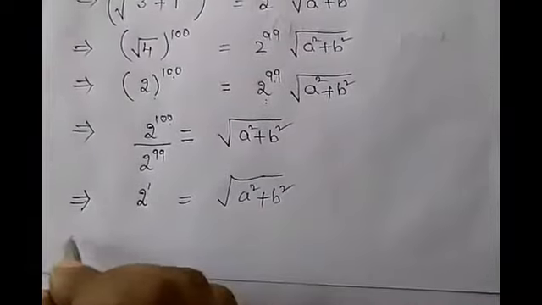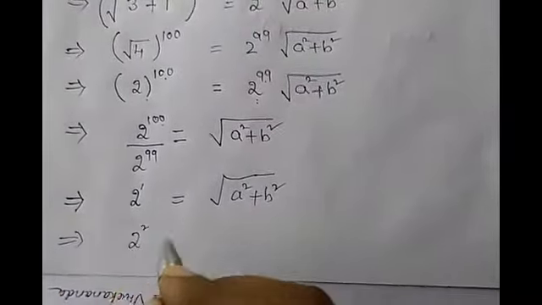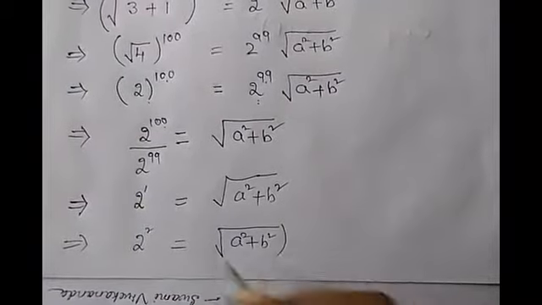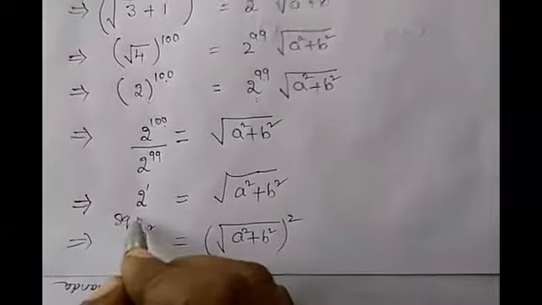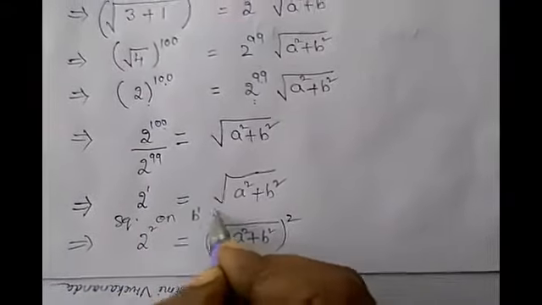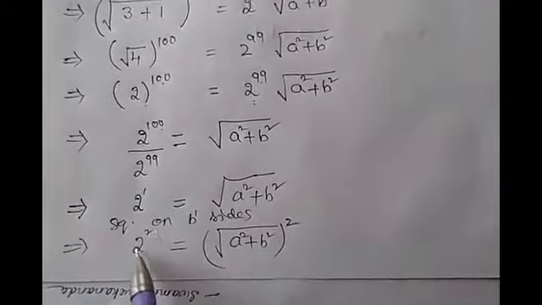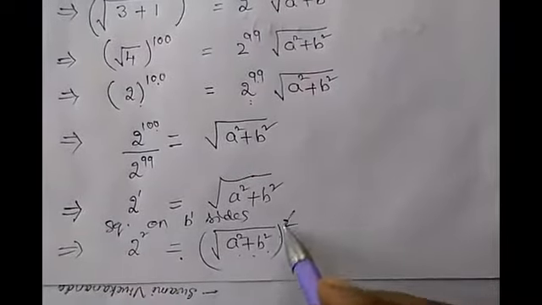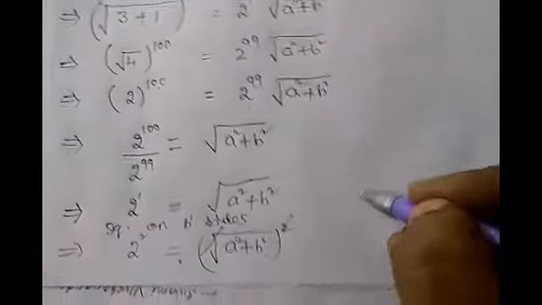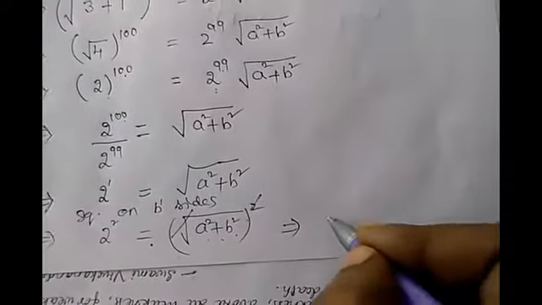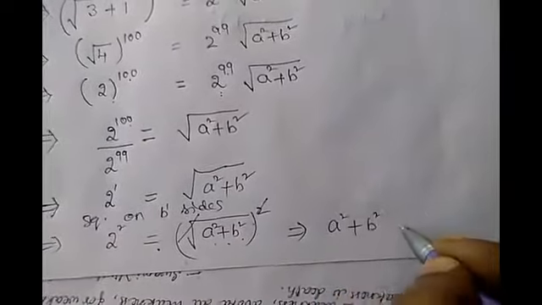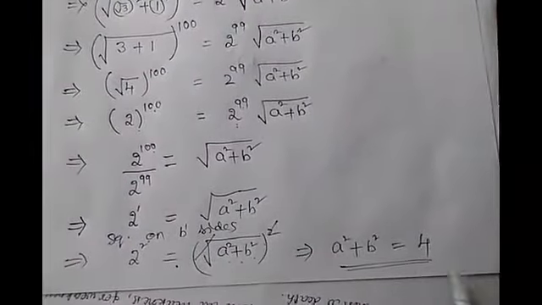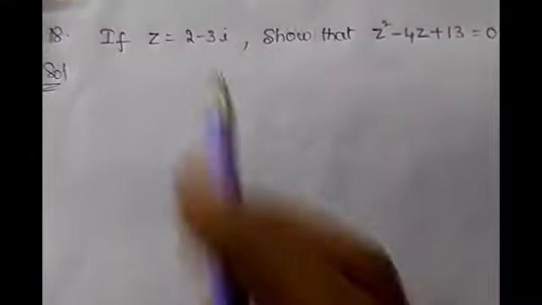Squaring on both sides, you get 2 square equal to square root of a square plus b square whole square. Square and root cancel. That implies a square plus b square is equal to 2 square, which gives 4. Hence the problem. Next problem.